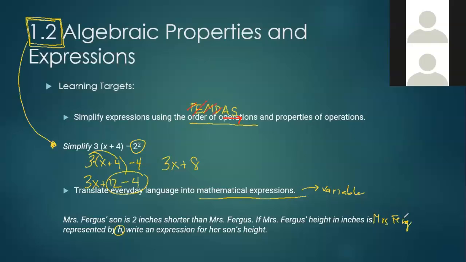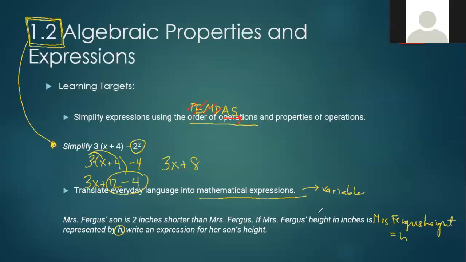So Mrs. Fergus's height equals h. So we've defined the variable here. Good. So my son's height then is 2 inches shorter. So how would you write in algebra something that's 2 inches shorter than Mrs. Fergus's height? Great, Charlie. Great, Ashton. Good. So h minus 2, and there it is.